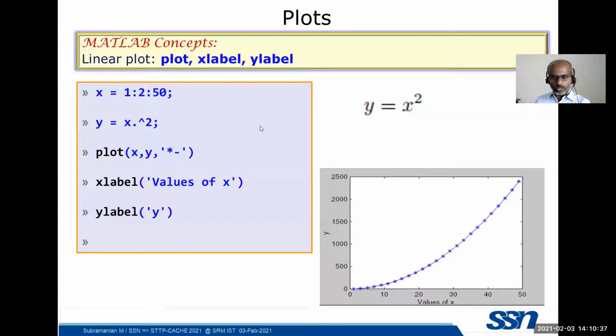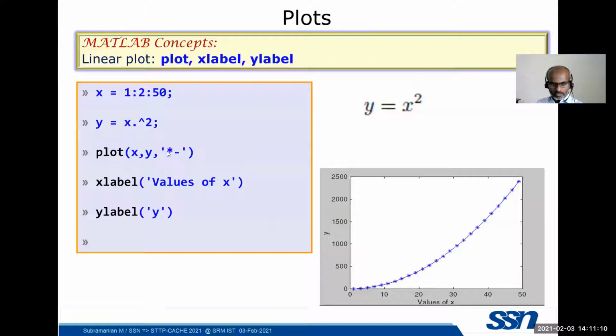Now we are going to construct a plot of y versus x, where y is equal to x square. Simple function. I make it x equal to 1 to 50 with an increment of 2, so that the data points are separated by a linear increment of 2, and every element of x is taken as a square. For that I use x dot square, and plot x comma y is enough.